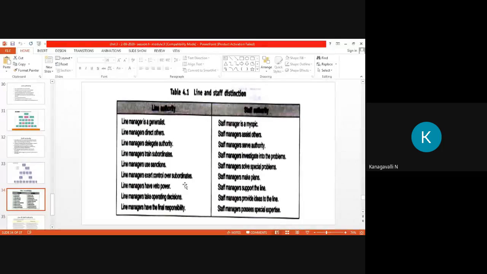These managers are not line managers, they work team wise. Here it solves the special problems. Then line managers exert control over subordinates.